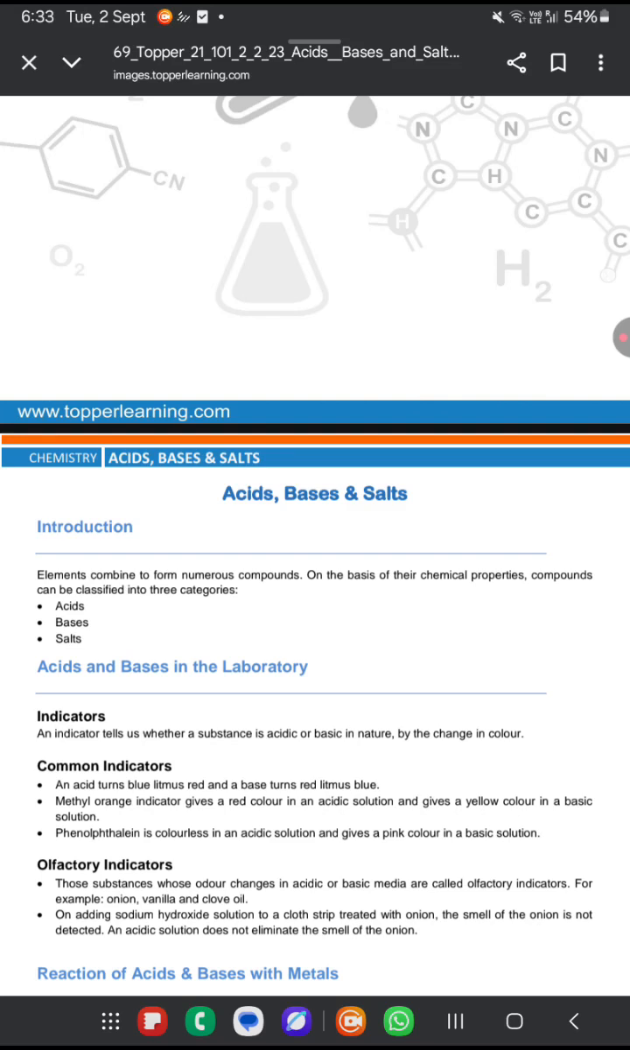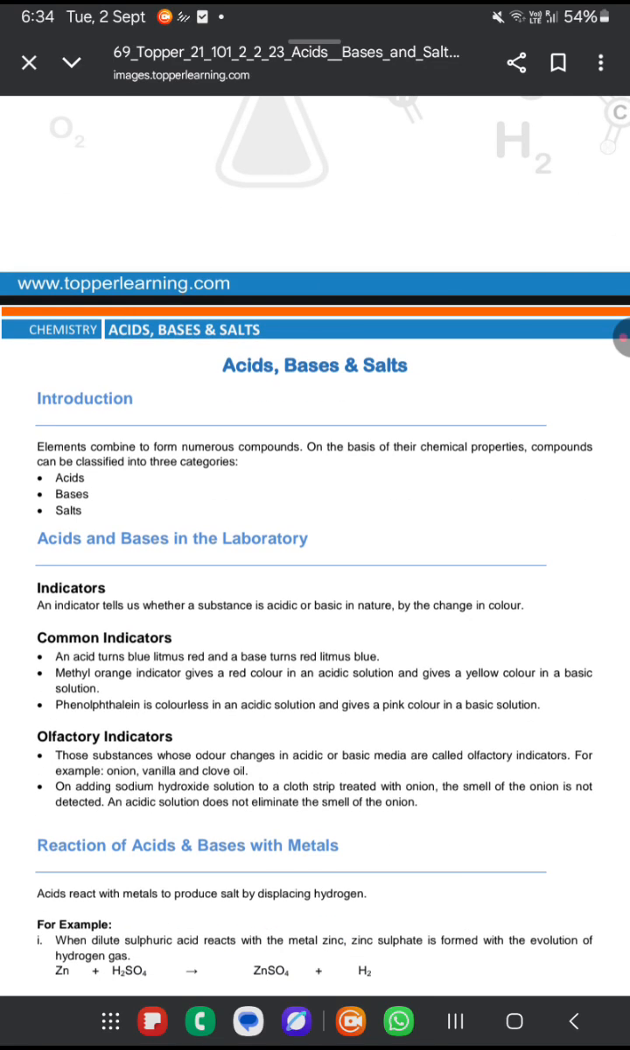Acids and bases in the laboratory. Indicators: common indicators and olfactory indicators, which are used in the laboratory for acids and bases. An indicator tells us whether a substance is acidic or basic in nature by the change in color.